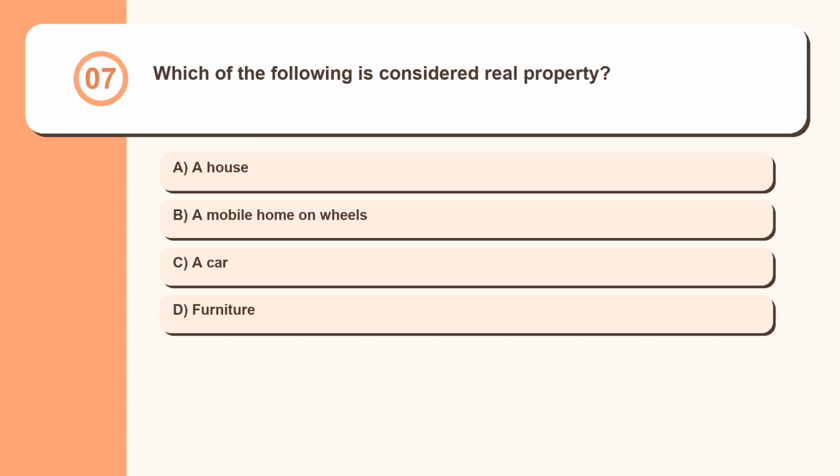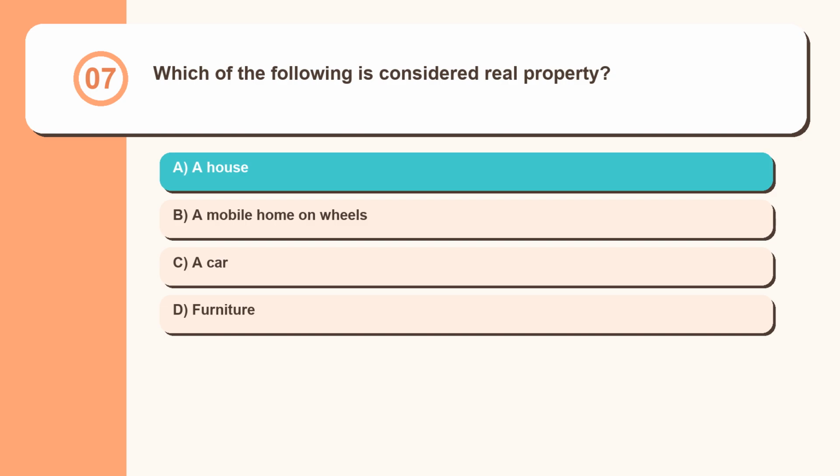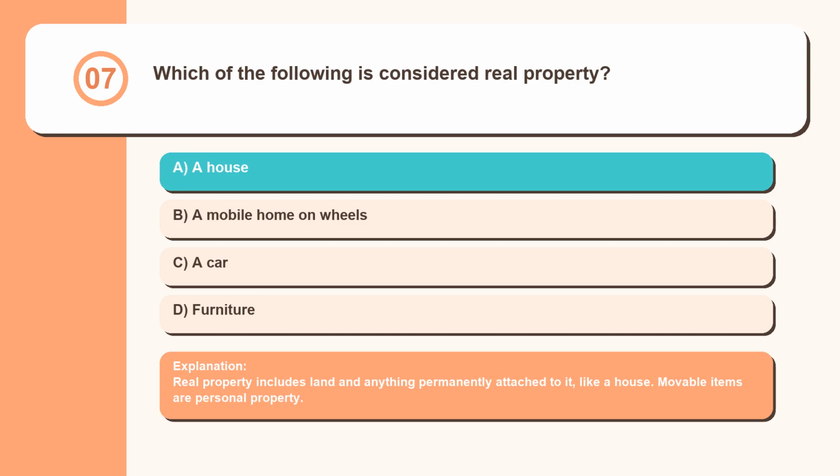Question 7. Which of the following is considered real property? A house, a mobile home on wheels, a car, furniture. Real property includes land and anything permanently attached to it, like a house. Movable items are personal property.